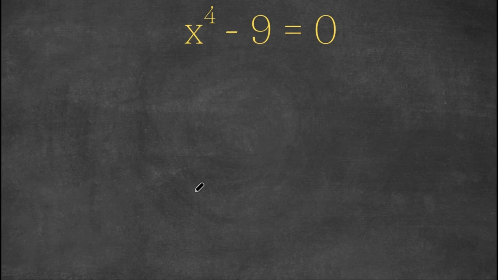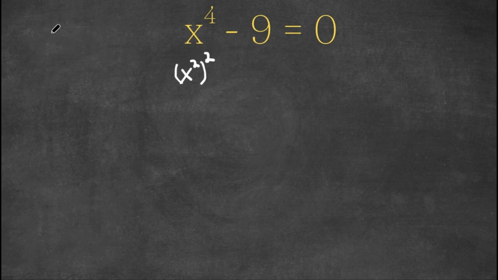In today's video, I'm going to be teaching you guys how to solve this exponential equation. So we have x to the power of 4 minus 9 equals 0. What I'm first going to do is change x to the power of 4 to x squared to the power of 2.